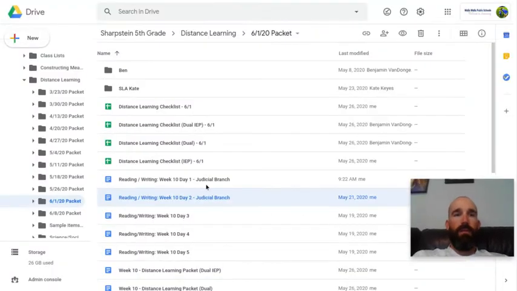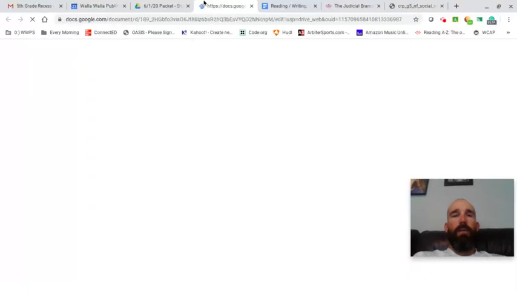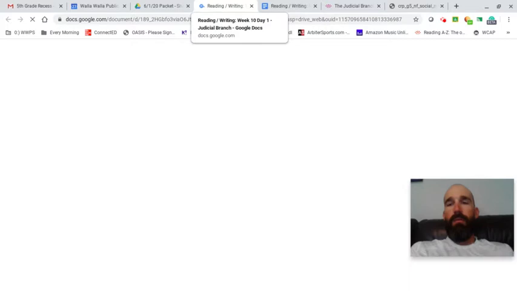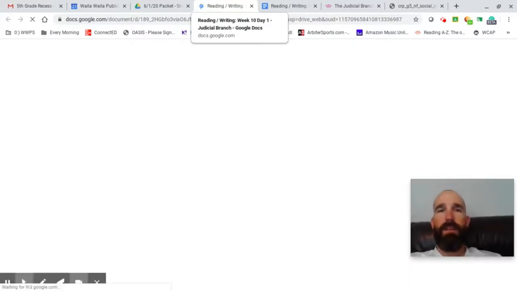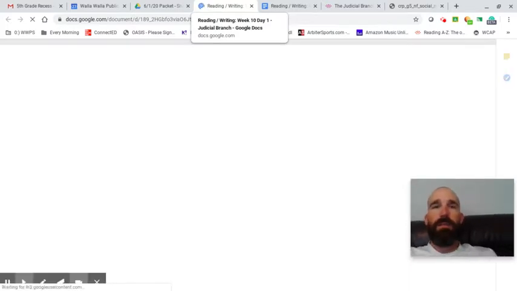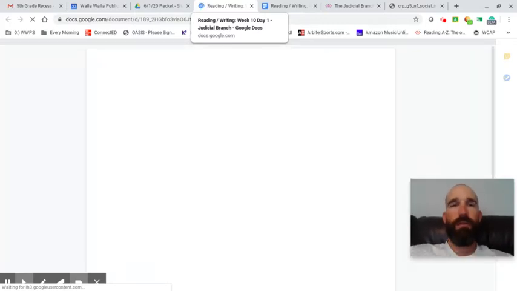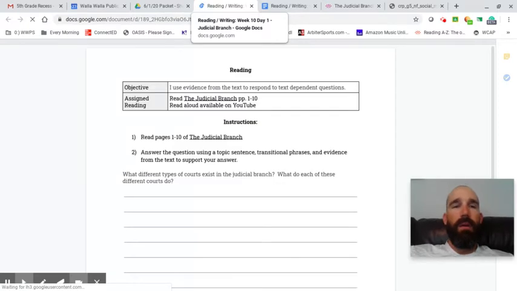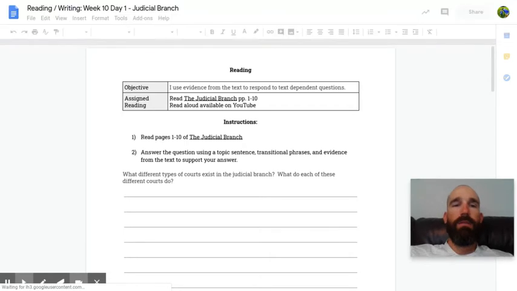This is the first day we're reading about the judicial branch, and so it would be day 1 of the judicial branch. You're going to be asked about some vocabulary, I can tell you for sure. Let's wait till this gets pulled up here. There we go. So it says, we're going to read pages 1 through 10. We already did that. We're going to answer this question.